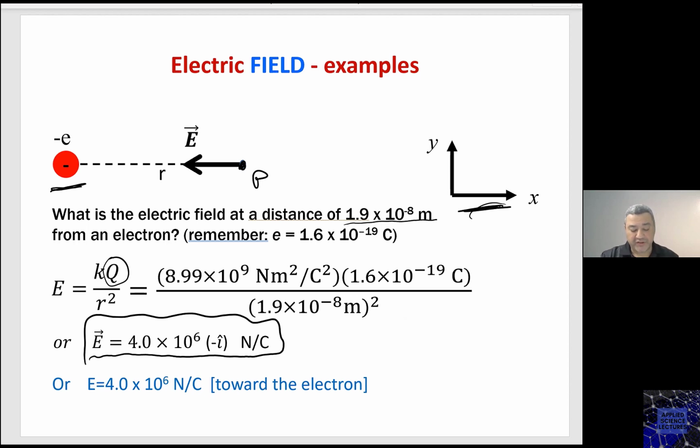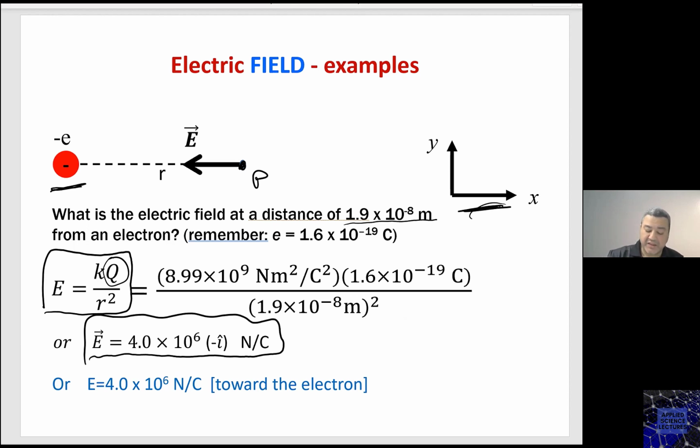So what did I understand from here? I understood that the electric field for the case of the negative charge is always pointing toward the negative charge, and the expression for calculating the magnitude of the electric field is given by kq over r squared, which means it is proportional to the charge and inversely proportional to the square of the distance.